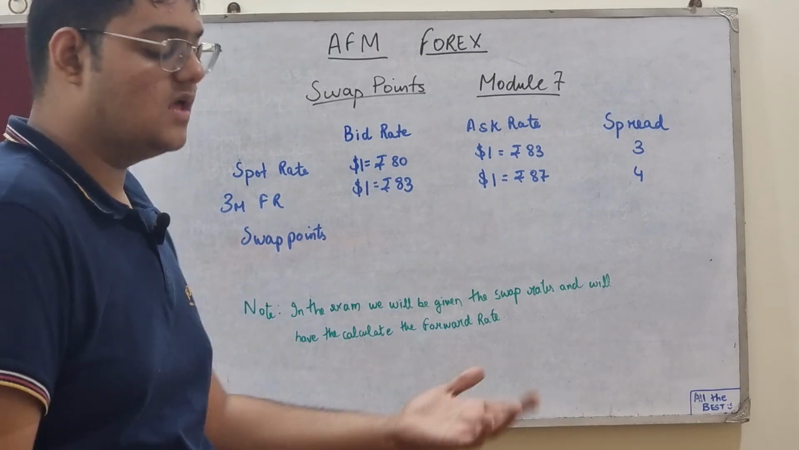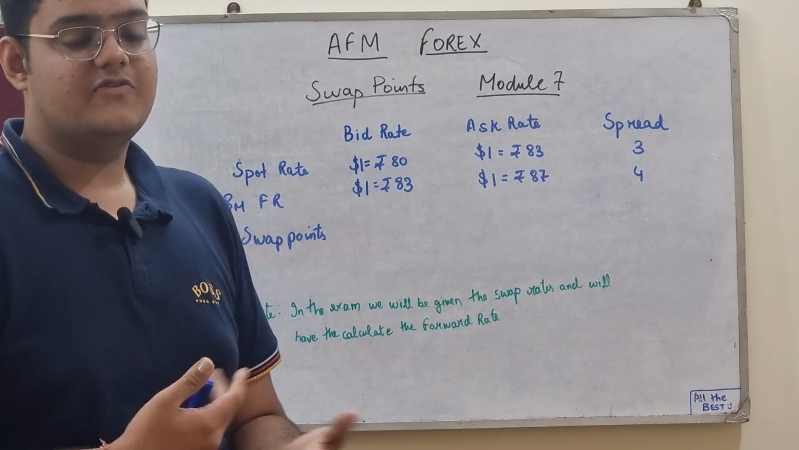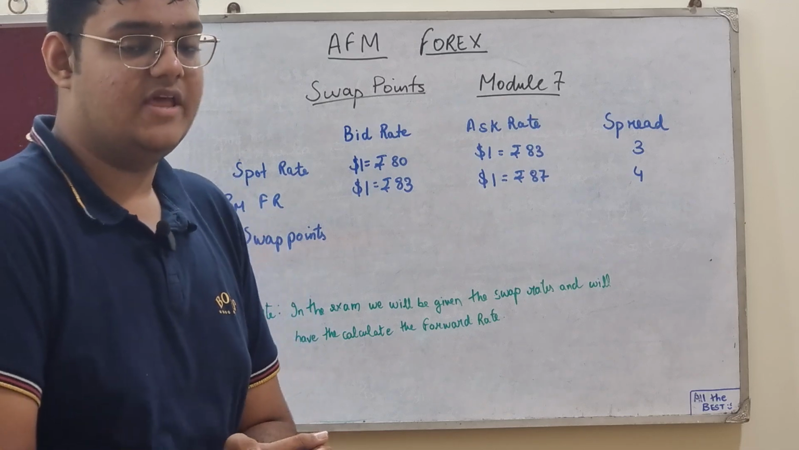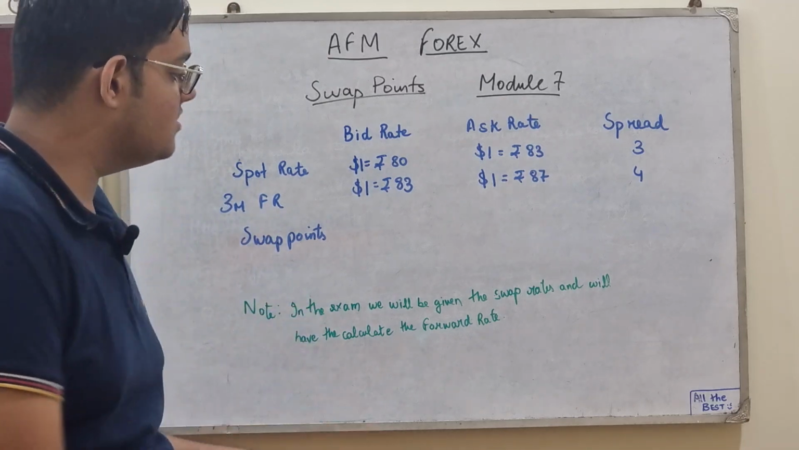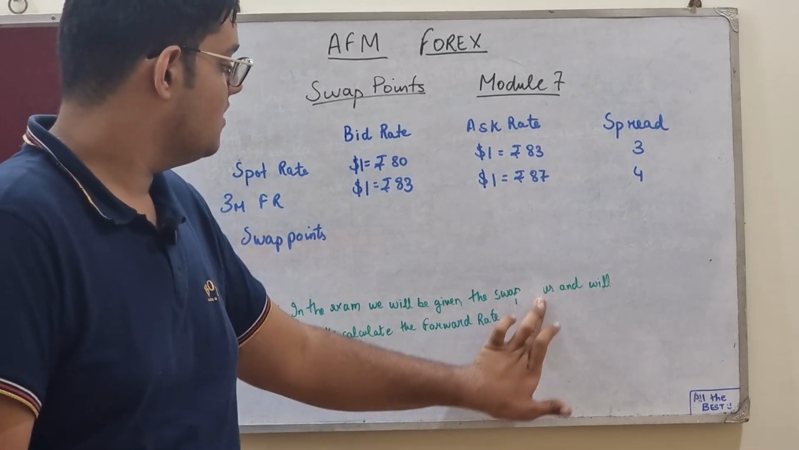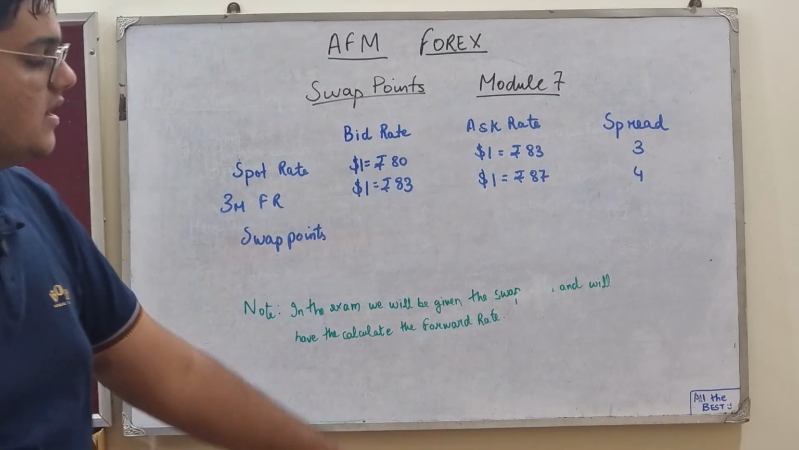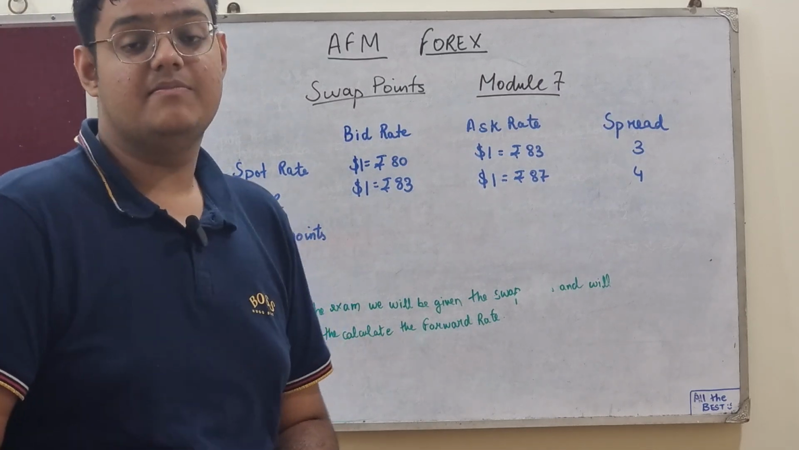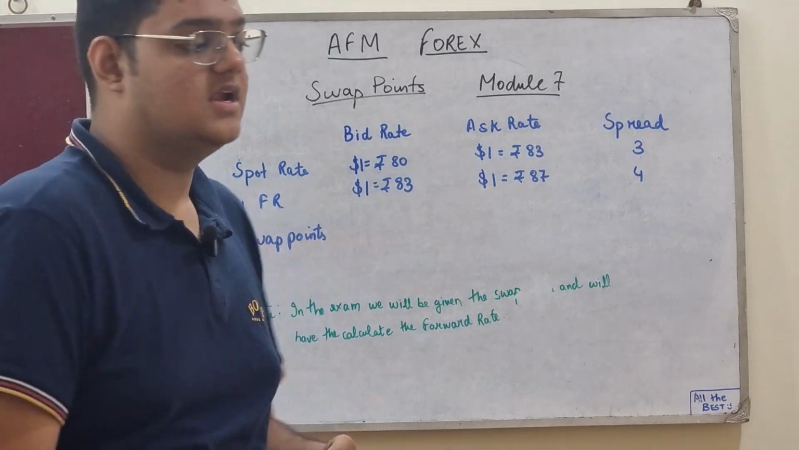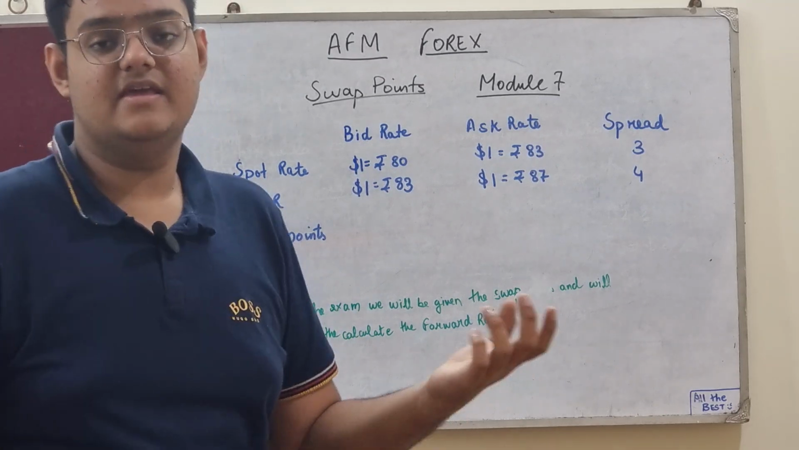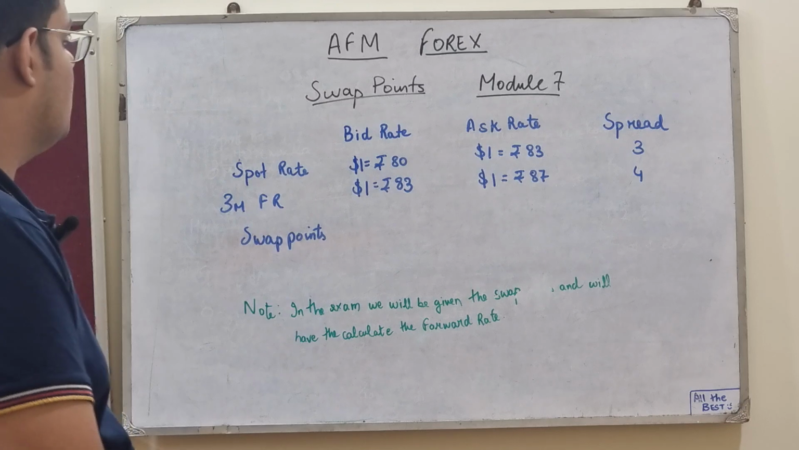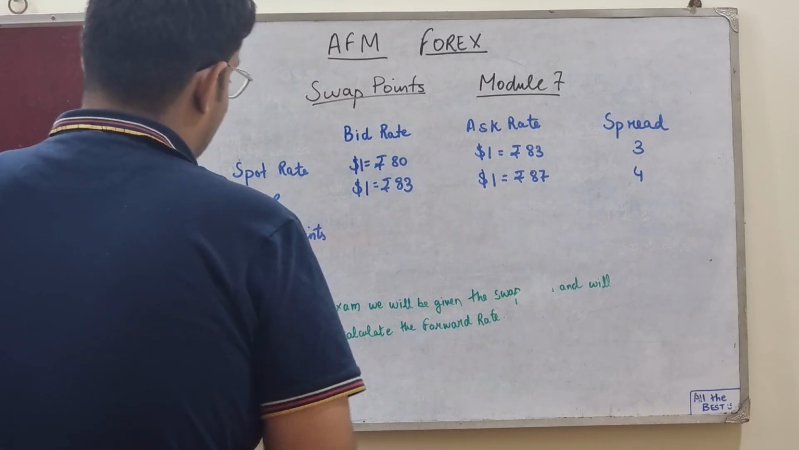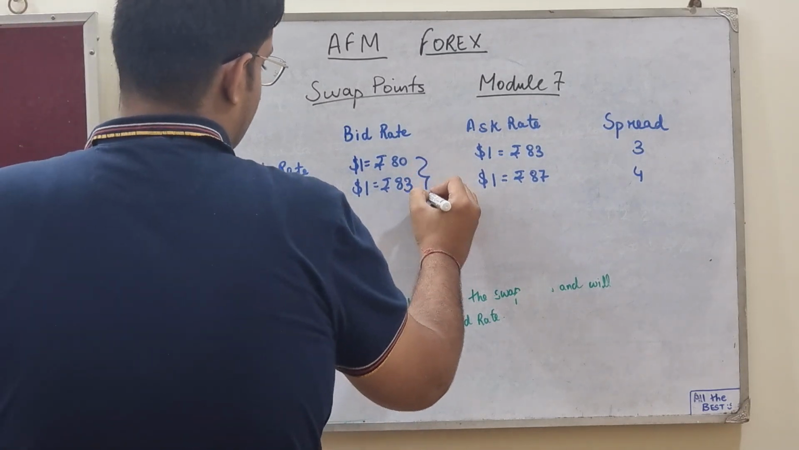Here we are doing some reverse calculation, because in the exam we will be given the swap points and we'll have to calculate the forward rate. Here we have taken the forward rate to calculate the swap points. Because we have already learned what forward rate is and what spot rate is, it will be easier for us to understand that way. Now, swap points is nothing but the difference between these two rates.